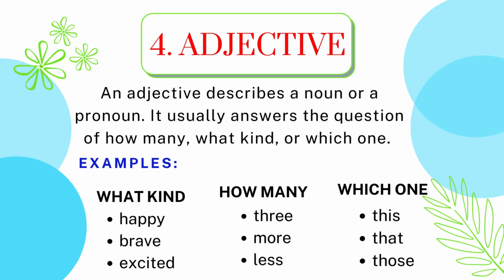An adjective describes a noun or a pronoun. It usually answers the question of how many, what kind, or which one. For example, strong, big, less, few, purple, beautiful, etc.